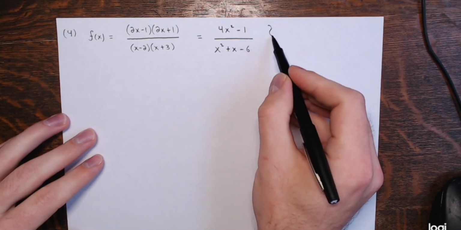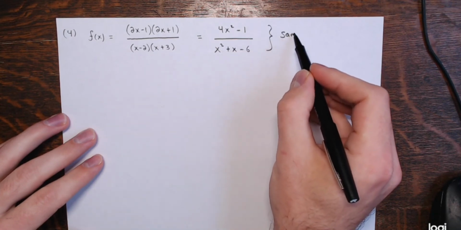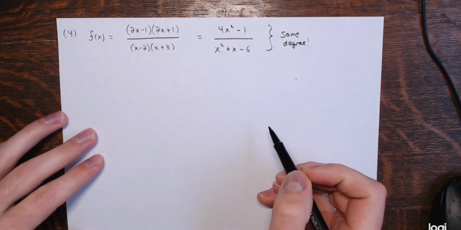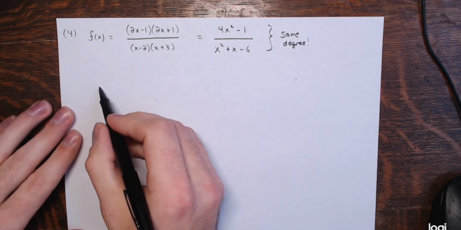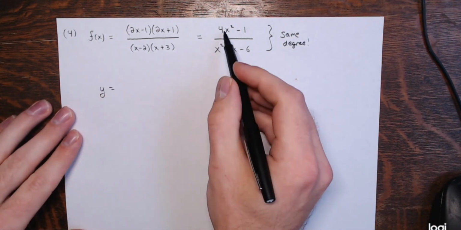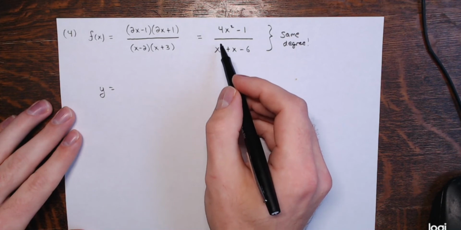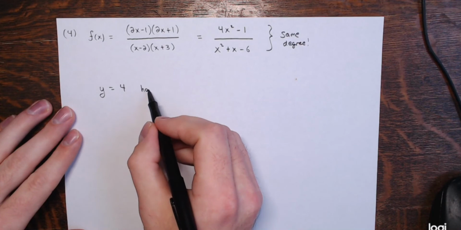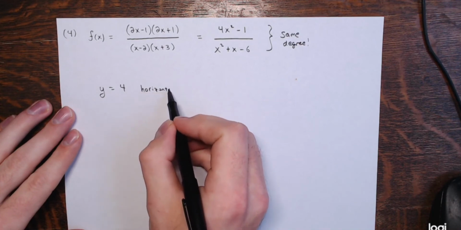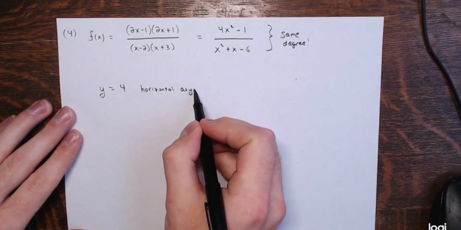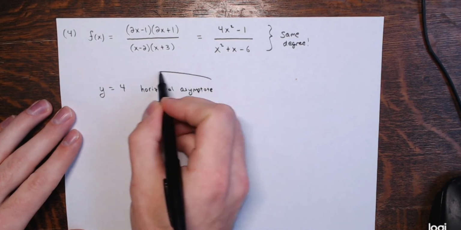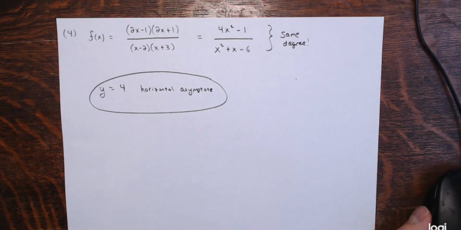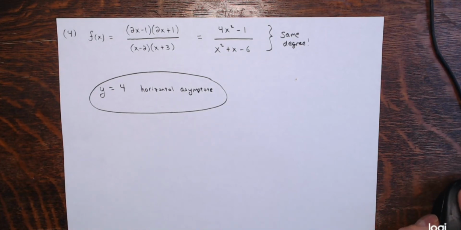So what I'm seeing here is that these have the same degree. They're both degree 2. And if they have the same degree, then y equals just the ratio of their lead coefficients, so just 4 over 1. Y equals 4 is going to be the horizontal asymptote for this function. Right? The graph will approach the line y equals 4 as you go to the far right and far left, as x goes to infinity or negative infinity.